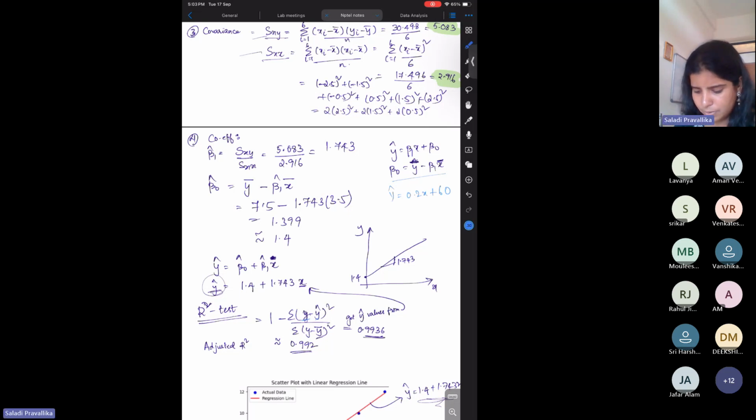This y cap you are going to get from the equation. This y is something that you are going to get from the table in the question. And this y cap you will calculate using the x values that are also in the table. You take those x values, put them in the equation, you get a y cap column, and you already have y. You put those values in this R square. That's it. You will get your answers.